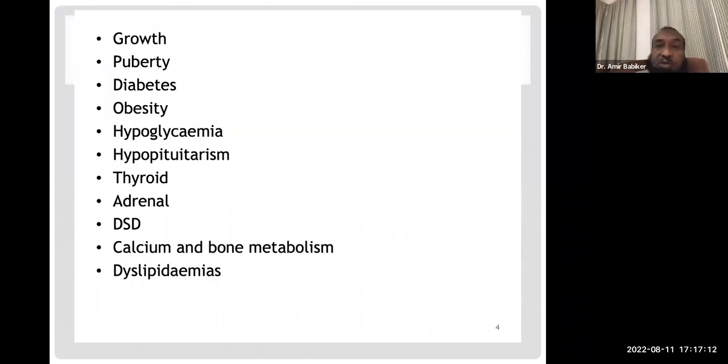So the main topics in endocrinology are growth, puberty, diabetes, obesity, hypoglycemia, hypopituitarism, thyroid, adrenal, disorders of sex development, calcium and bone metabolism. Dyslipidemia is actually a metabolic topic.